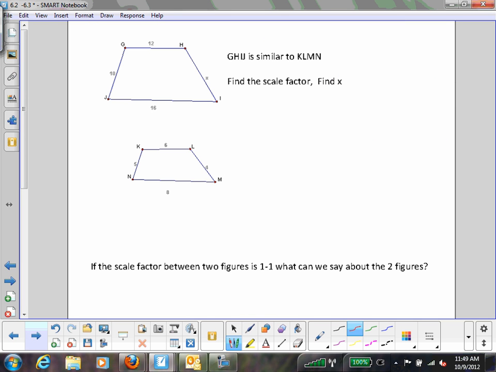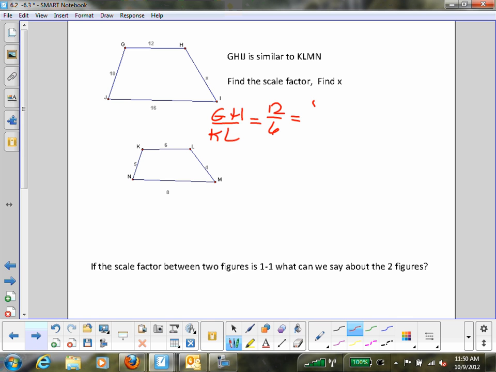Polygon GHIJ is similar to KLMN. Find the scale factor. And then find x. So GH has to be compared to what side on the other smaller figure? All right, well, that's nice. GH over KL is possible. All the information is given. 12 over 6 means our scale factor is 2 to 1. It's a ratio, so you want a numerator and a denominator.